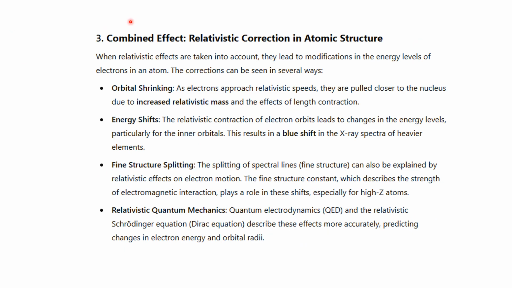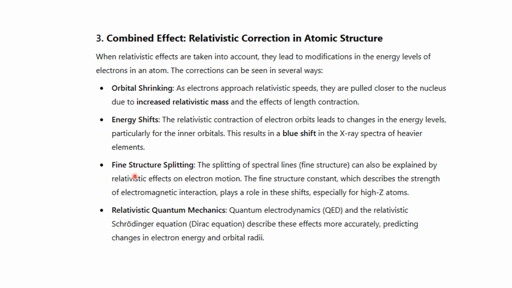So let us see the combined effect, the relativistic correction in atomic structure. When relativistic effects are taken into account, they lead to modifications in the energy levels of electrons in an atom. Corrections can be seen in several ways. First is orbital shrinking. As electrons approach relativistic speeds, they are pulled closer to the nucleus due to increased relativistic mass and the effects of length contraction. Then energy shifts happen. It leads to changes in energy levels, particularly for inner orbitals. This results in a blue shift in the X-ray spectra of heavier elements.